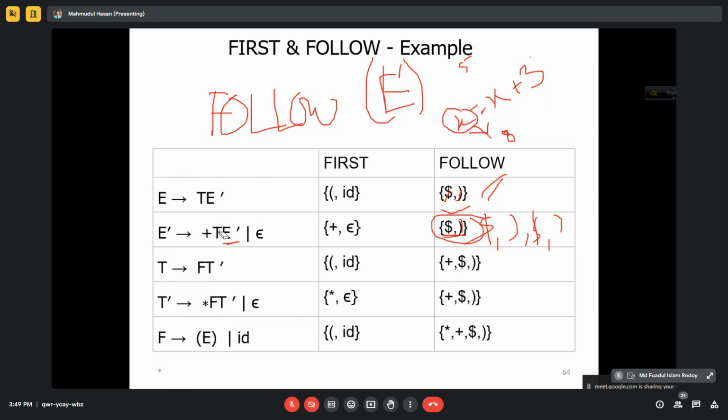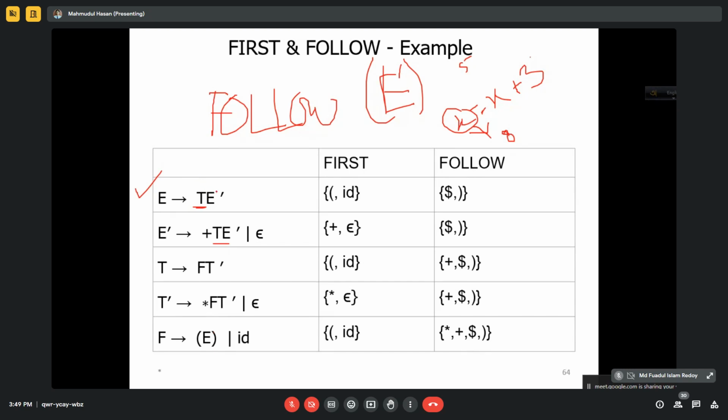Okay, so the follow of E dash is okay. Now I am trying to find the follow of T. So look at the right-hand side. How many T? Two. So this and this one. You need to consider this one first, because you always need to go from top to bottom.